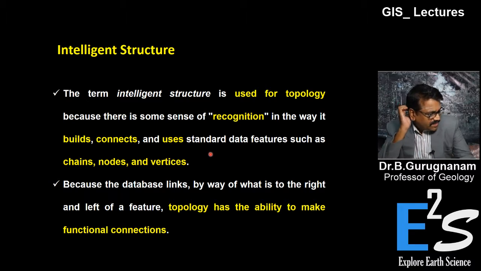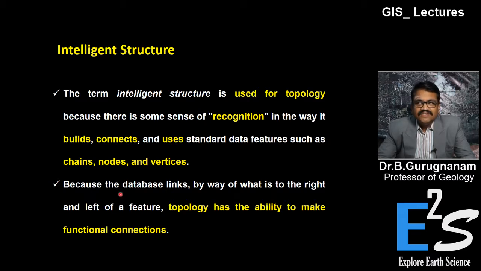Normally, you know that when you digitize data, you create nodes, and when you connect a number of nodes, you get your vertices. Once you start and then click end, that becomes a chain. This connects the relation between the features, both adjacency, connectivity, and containment. This gives us a lot of application to understand whether our digitization is correct, whether it is complete, or whether an error is there. To reduce the error means we are moving ahead toward getting more quality. So this intelligent structure plays a major role in understanding how topology has the ability to make functional connections.